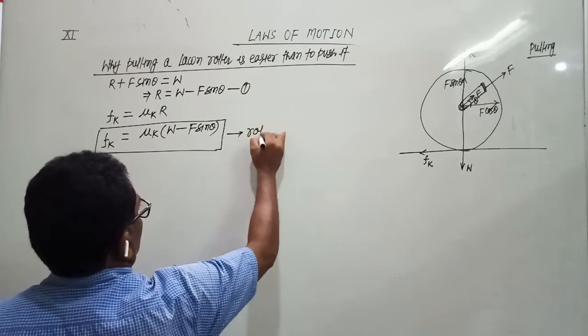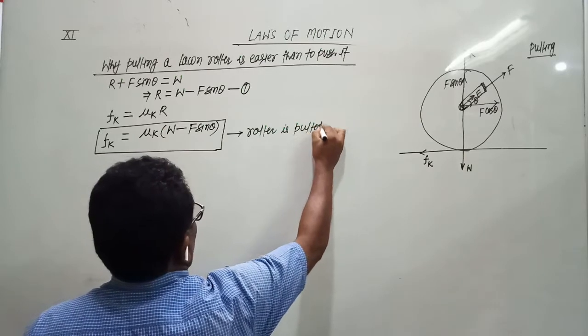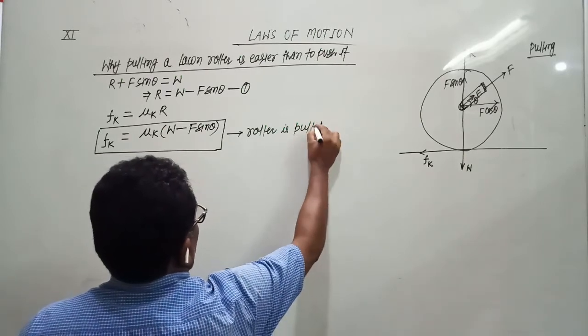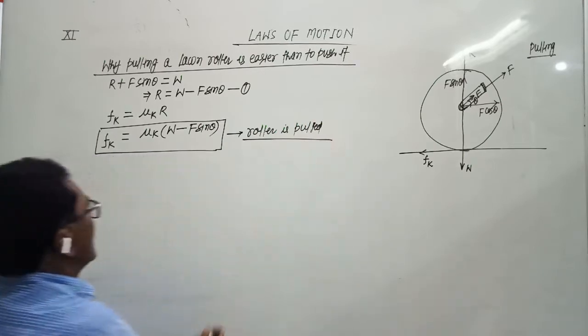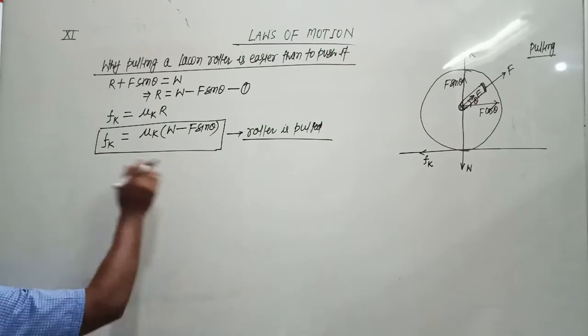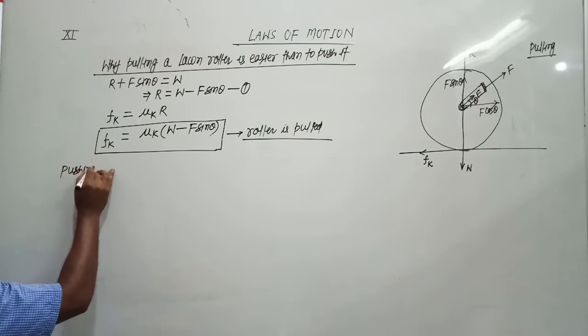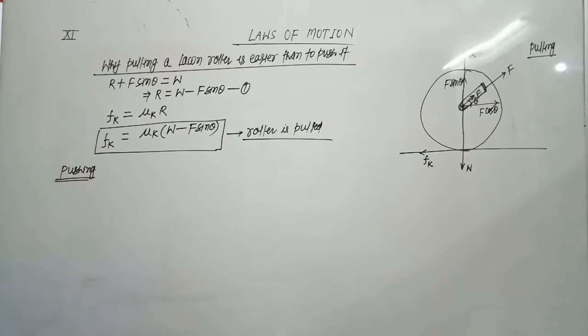When the roller is pulled in forward direction, then the force of friction acting Fk equals mu k into W minus F sin theta. So this was the case of pulling. Now we discuss the case of pushing, the case of pushing the lawn roller.